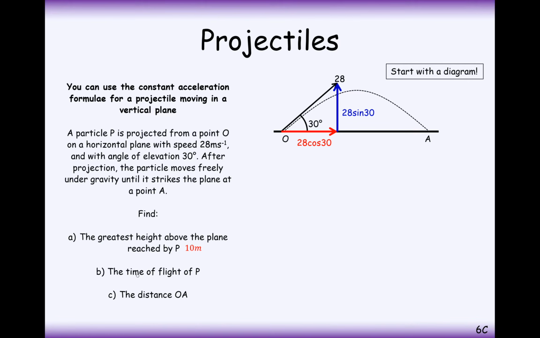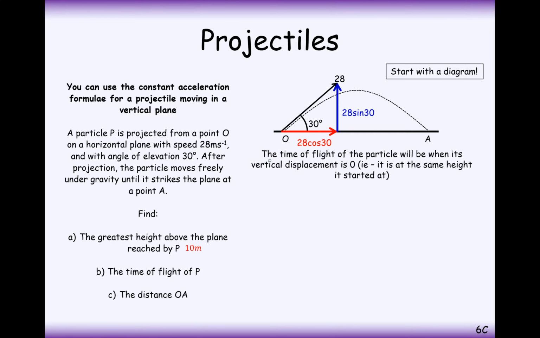In the next case, find the time of flight of P. Well, in that case, the time of flight of a particle will be when its vertical displacement is 0, i.e. it has the same height as it started with. So we're going to work with the vertical component here again, and we're going to set s equal to 0.